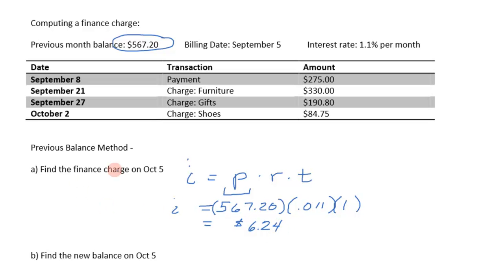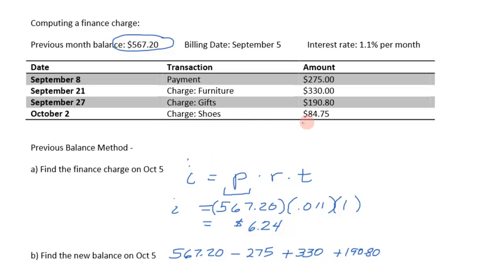So that's your finance charge on October 5th, in which you've used the previous balance to compute the charge and your simple interest formula. Okay, but now we need to find the new balance on October 5th. So what you're going to do here is start with your previous month's balance, which is $567.20, and then go through all the transactions that you did that month. There was a payment of $275, so we're going to subtract $275. There was a charge of $330, so we're going to add a charge of $330. Then there was a charge of $190.80, so we add $190.80.